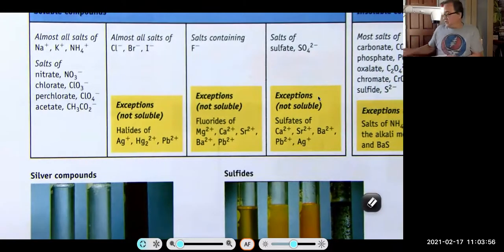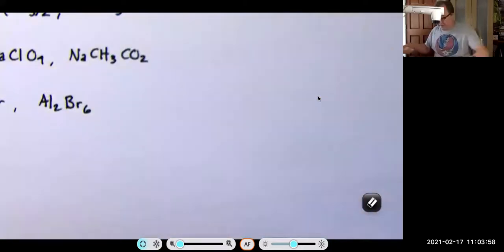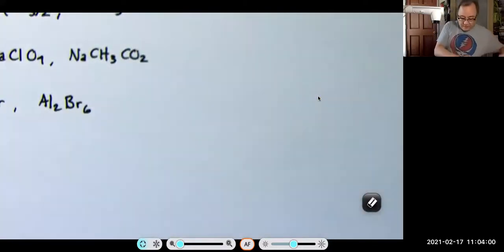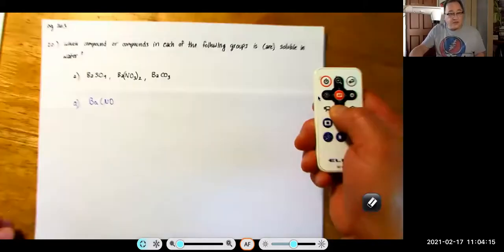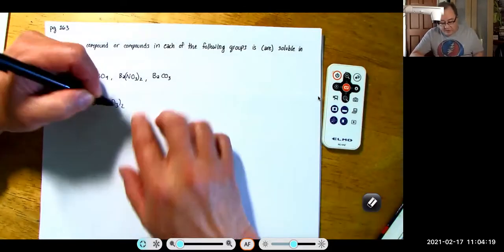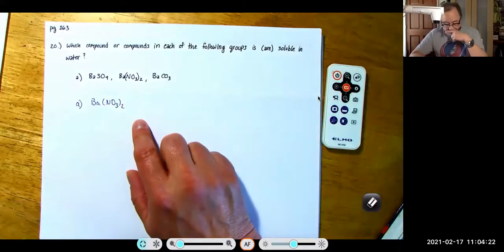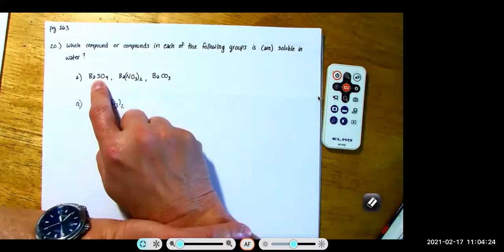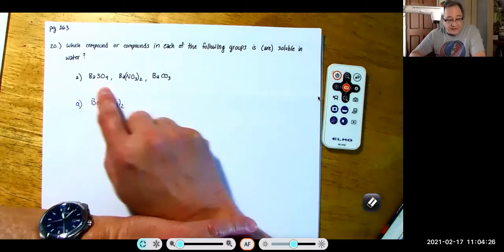Okay, so you have the rules written down. Let's take a look at some of these. Which are soluble in water? So for A, I need to zoom out a little bit. So for A, it's going to be barium nitrate because nitrates are always soluble. Okay. Sulfates are usually soluble, but there's an exception that says barium sulfate is not.